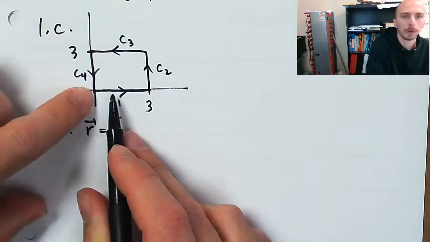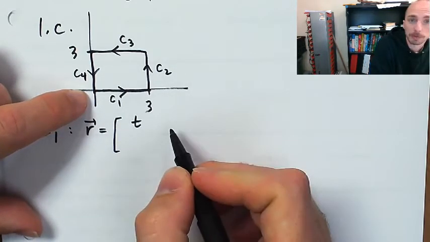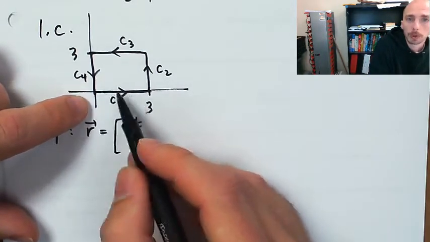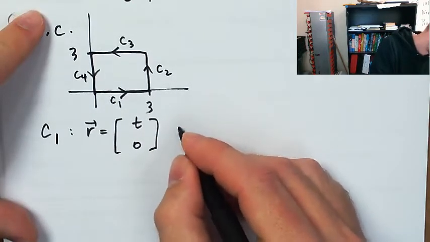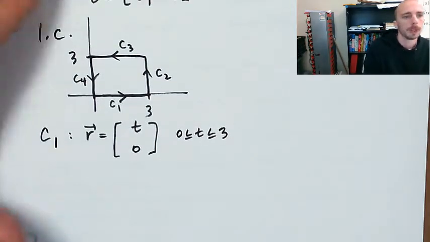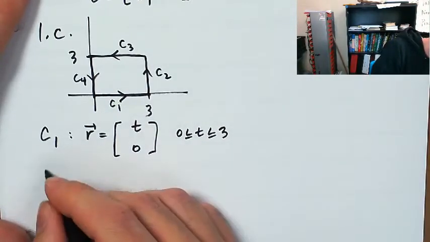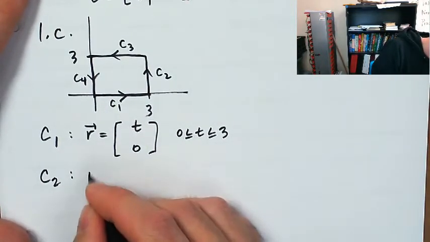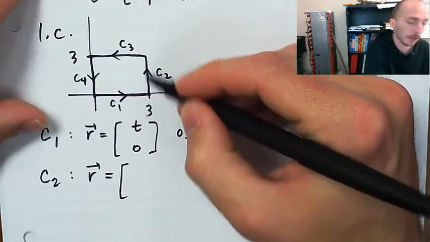Okay, the x coordinate is increasing from 0 to 3, so I might just call that t, as t runs from 0 to 3. Y coordinate is always 0 the whole time, so like that. Okay, from 0 to 3. Then we're going to pick up C2 when t equals 3. Okay, so along this curve, x is 3 the whole time.